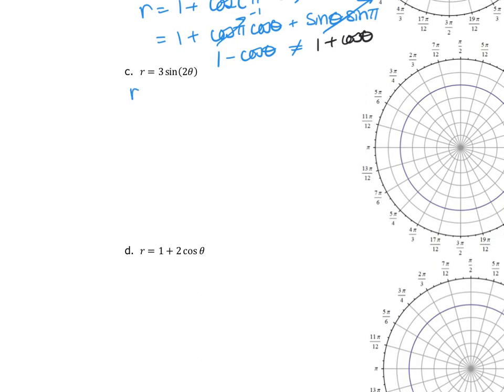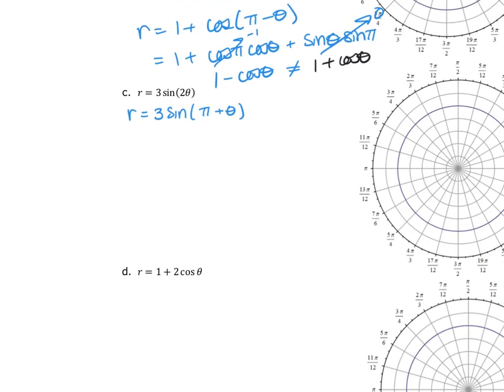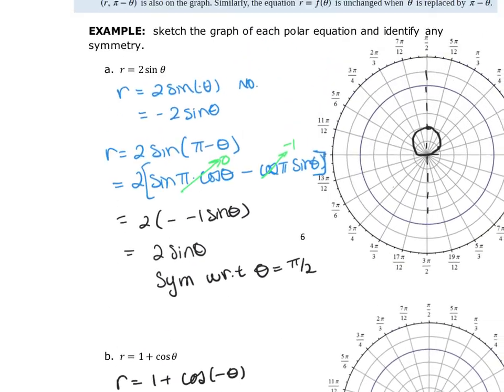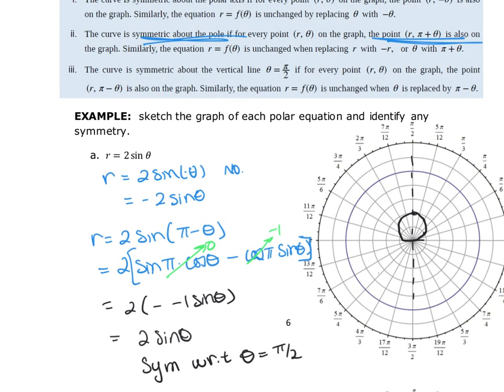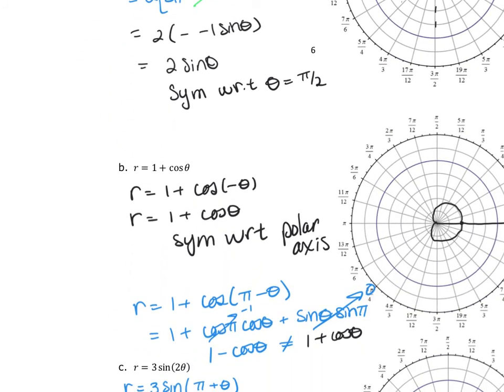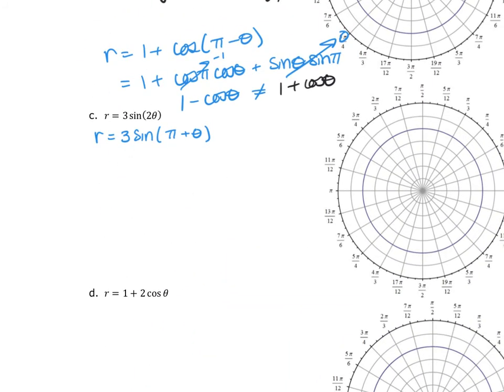Now, one of the ways I can do it is I can replace r with negative r, or I can replace theta with pi plus theta. Remember, that's the other way of checking it. So I can replace theta with pi plus theta. Let's see if this gives me any kind of symmetry. Oh, don't forget my 2. I almost forgot my 2 there. So r is equal to 3, the sine of 2 pi plus 2 theta.